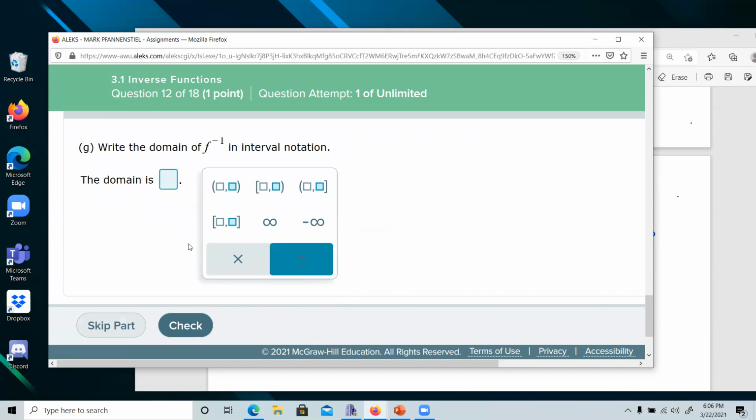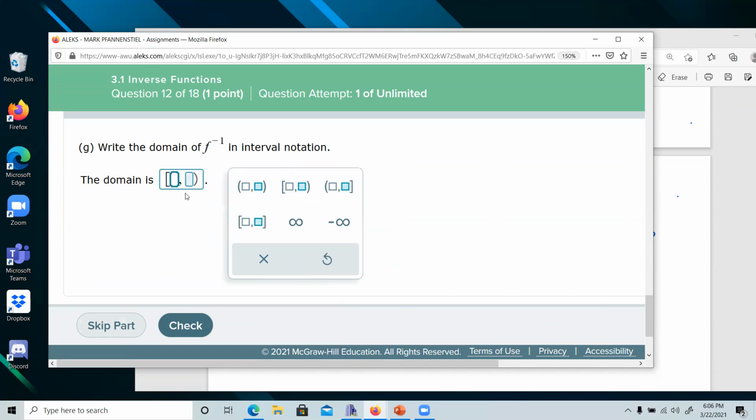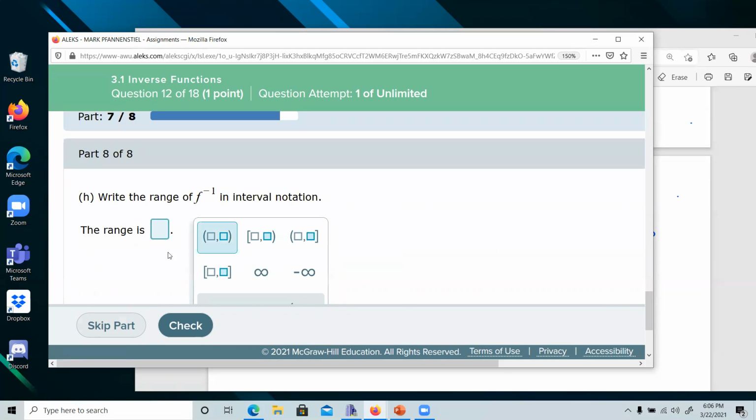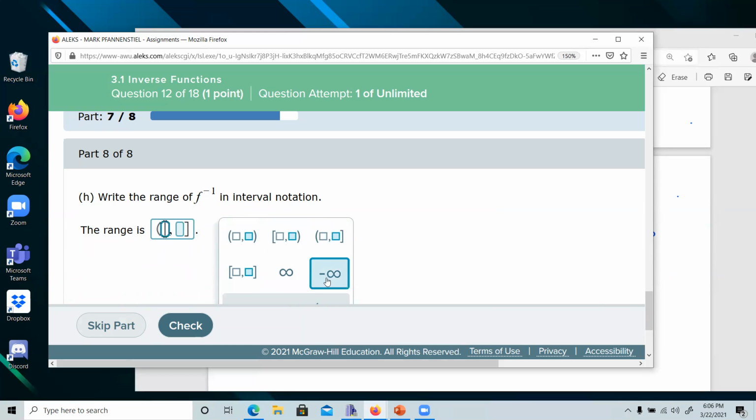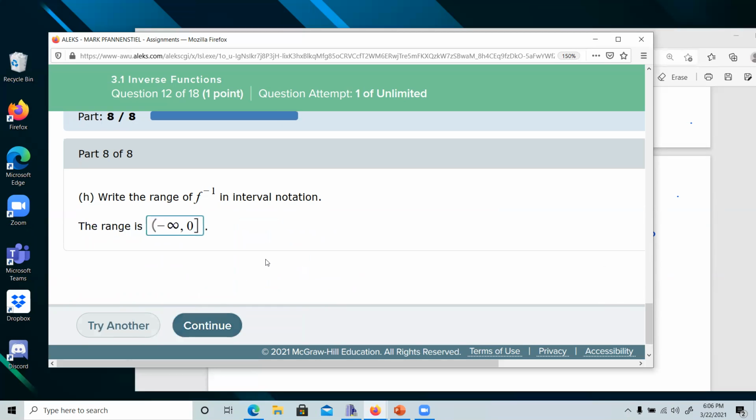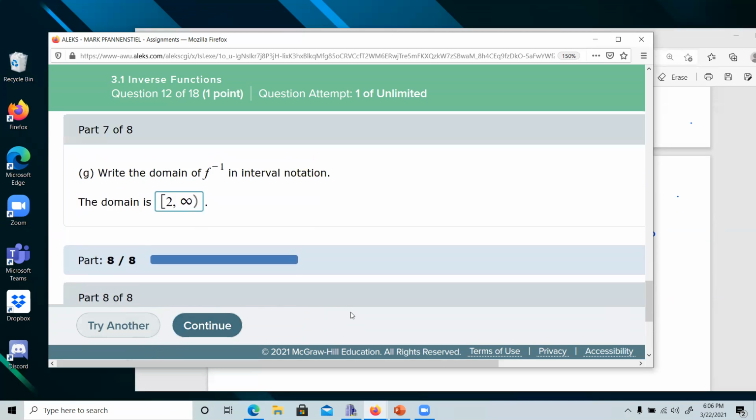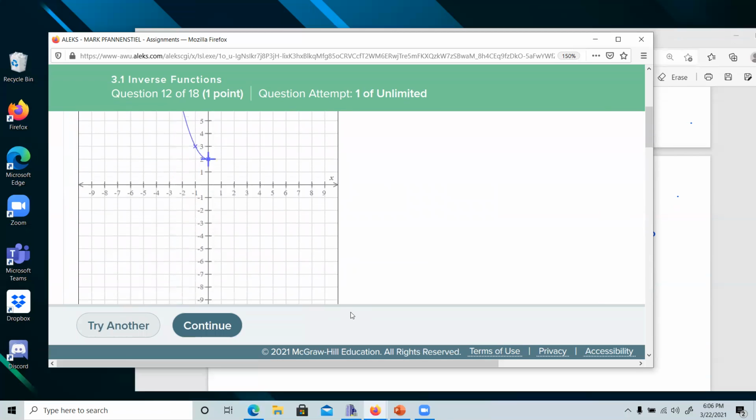And then write the domain of f inverse. We did that on paper, but the domain of f inverse is going to be 2 off to infinity. And then the range is going to be negative infinity up to 0. All right, so they're going to have us do that a couple of times.